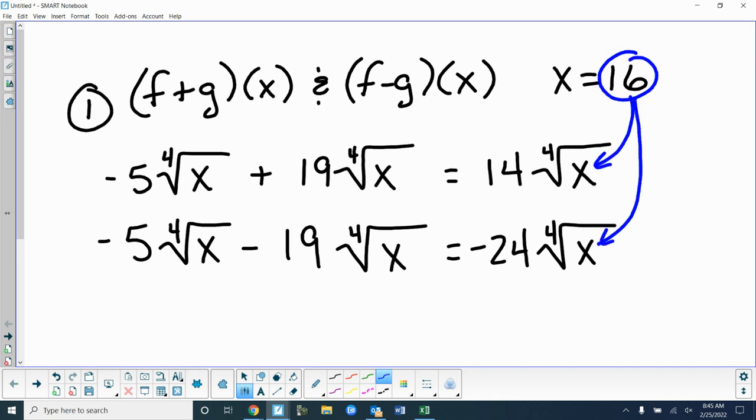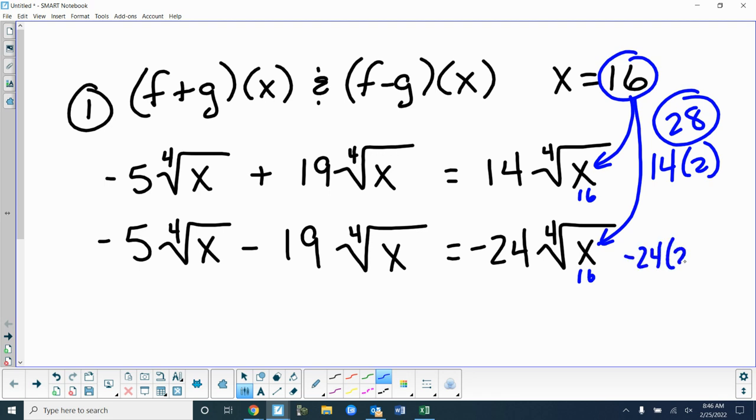All right? And what is the square root of 16? Oh, I'm sorry, it's not the square root. It's the 4th root of 16. 2, right? So, you put 16 here. You get 14 times 2. So that answers 28. And here, it's negative 24 times 2, which is negative 48. That's all you have to do. Simple.